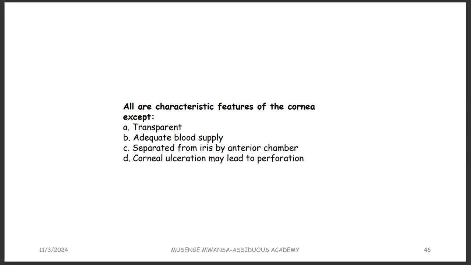All are characteristic features of the cornea, except: it's transparent, adequate blood supply, separated from the iris by the anterior chamber, cornea ulceration may lead to perforation. Which one is the exception? Option B. Thank you so much. What was supposed to be adequate if it was an option? Which option were we expecting? Innervation. Thank you. Innervation, yes.